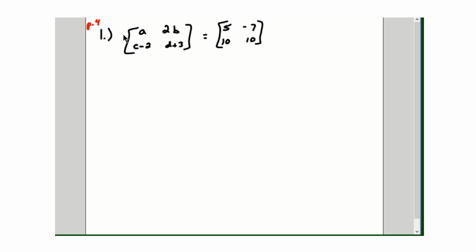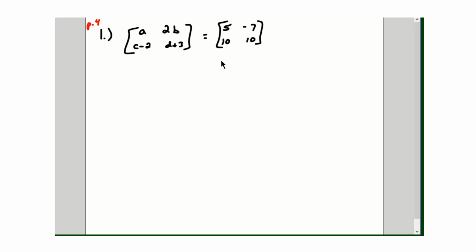So A is in the first row, first column of this matrix. For it to equal this matrix, the element in this matrix has to be exactly the same as the element in this position on the matrix on the right side. So A is going to equal 5. Now the element in this position of this matrix has to be exactly the same as the element in this position of this matrix for these two matrices to be equal. So 2B has to equal -7.